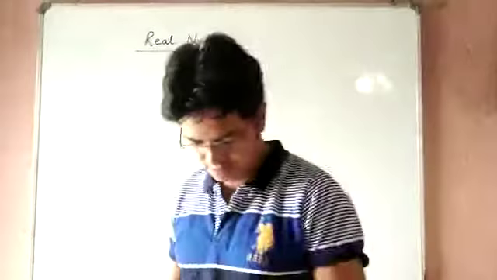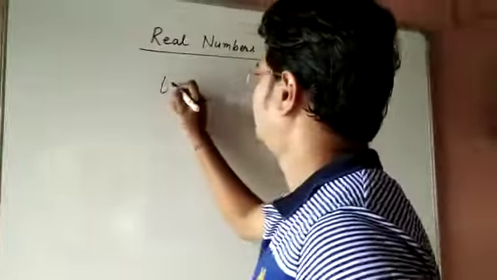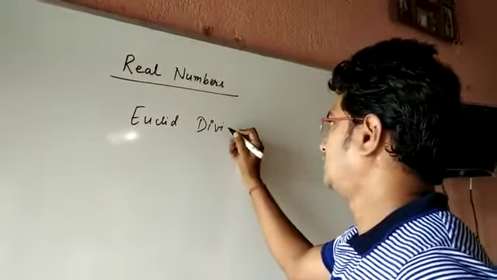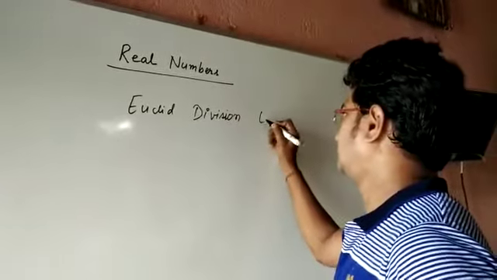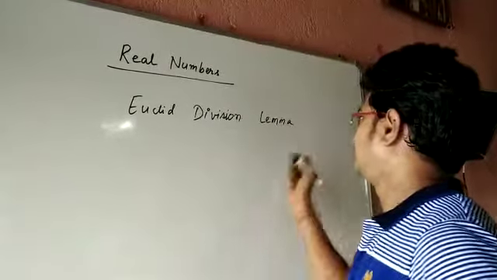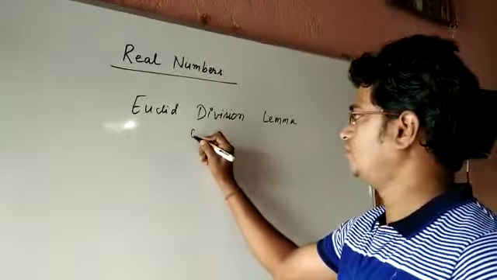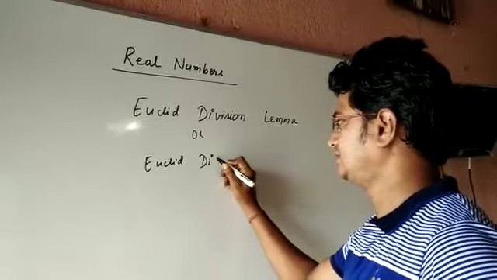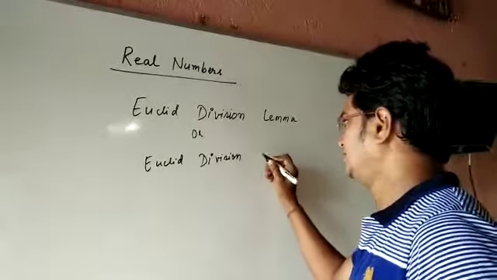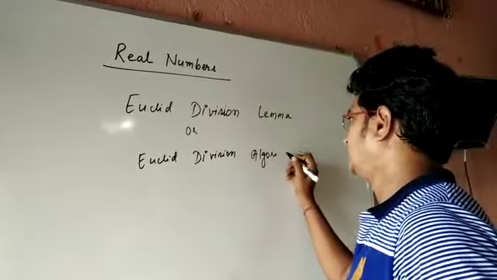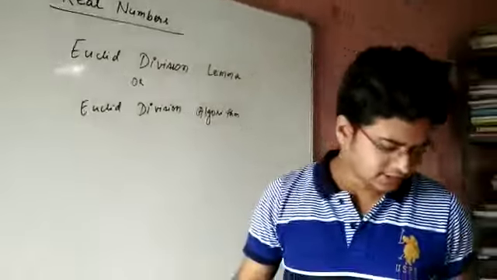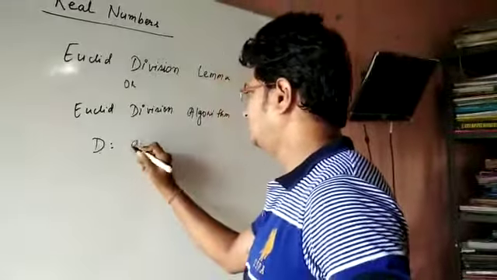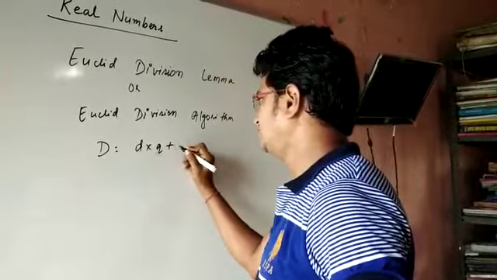Now here, we will study Euclid division lemma, or it is also known as Euclid division algorithm. It's nothing new. Already you know that dividend is equal to divisor into quotient plus remainder.